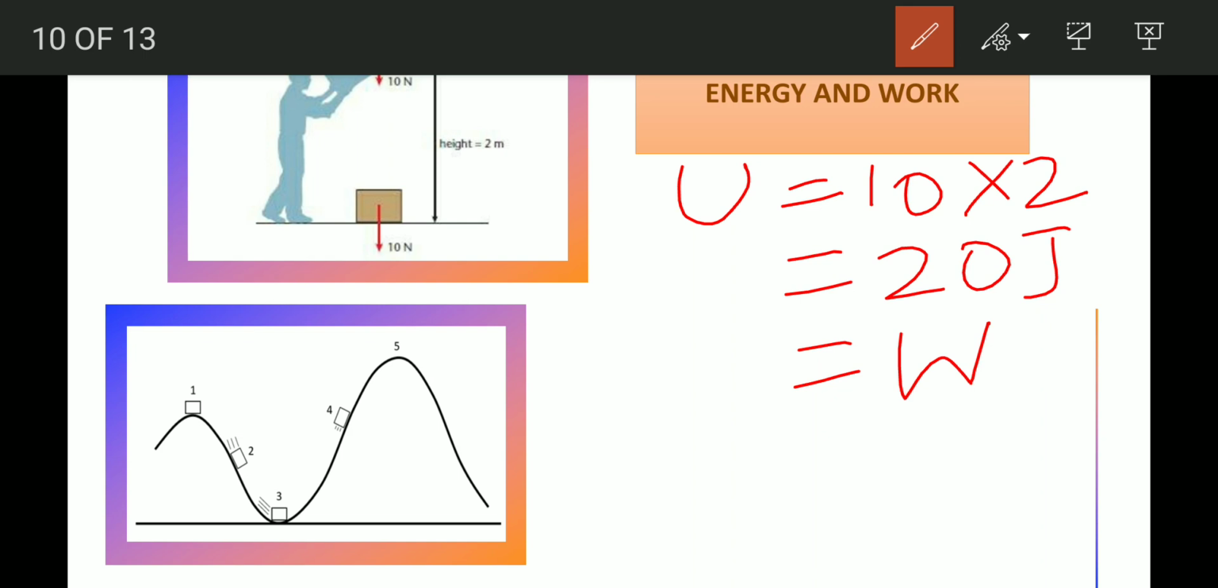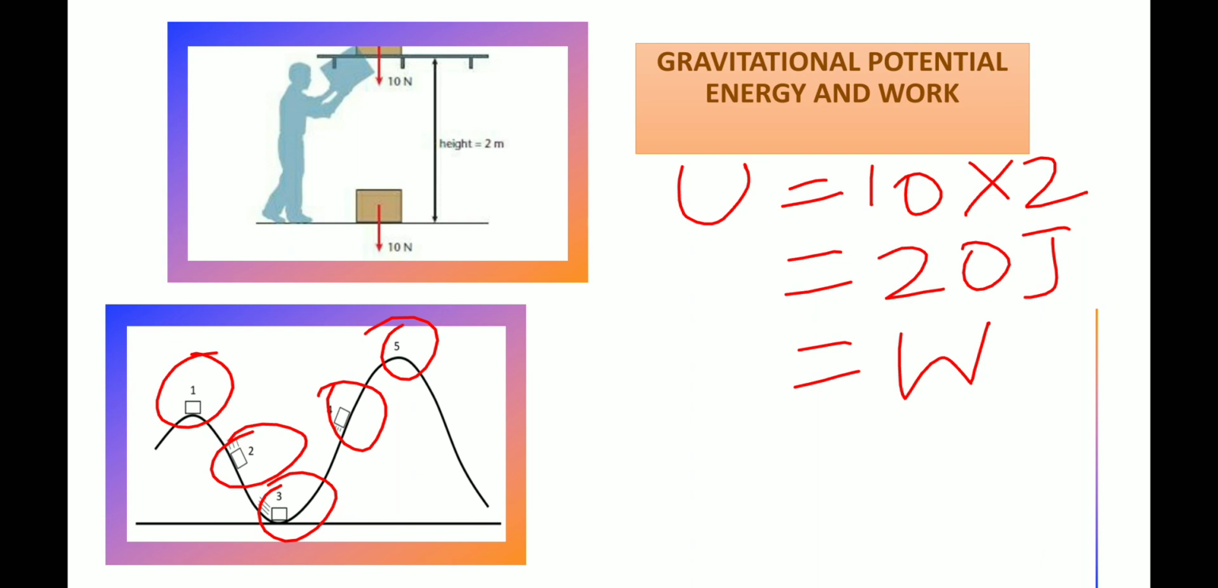There is one more picture, and in the second picture various positions are mentioned. Number 5 is at the maximum height, so potential energy at 5 is maximum, and number 3 is at the minimum height, so the potential energy is lowest. But the question arises: when height decreases, potential energy is decreasing, so where is the remaining energy going? Is it lost? Then the answer is no. The energy is not lost.